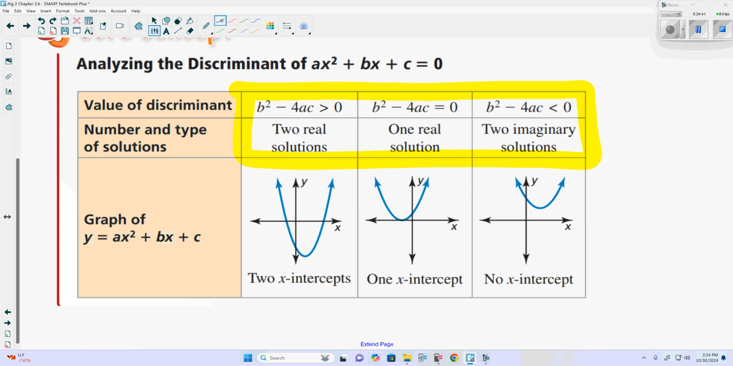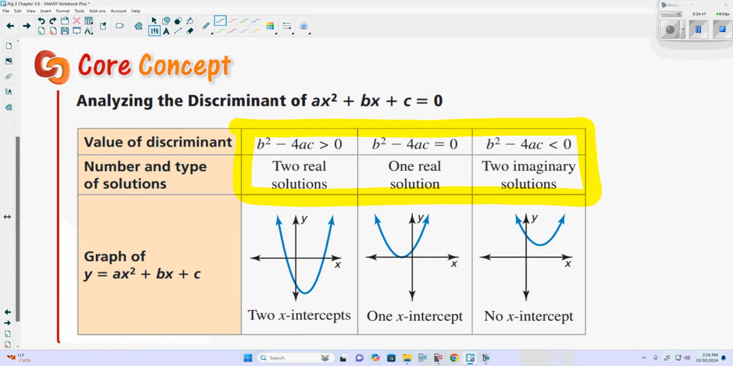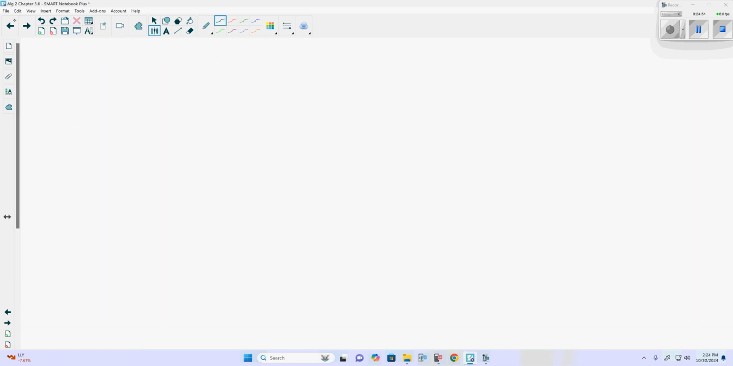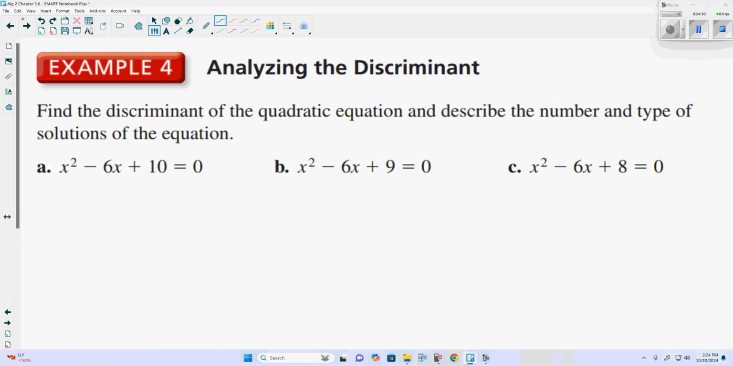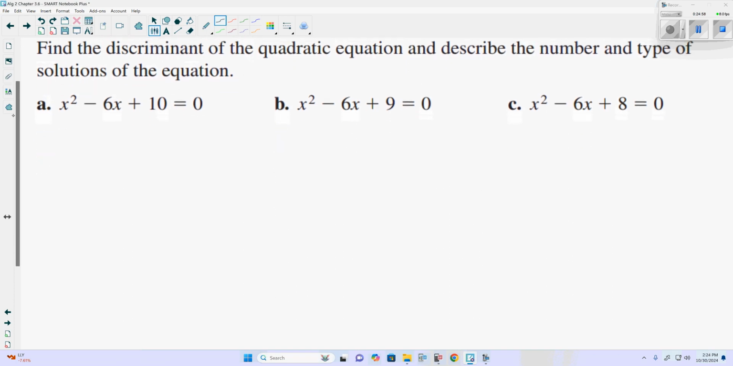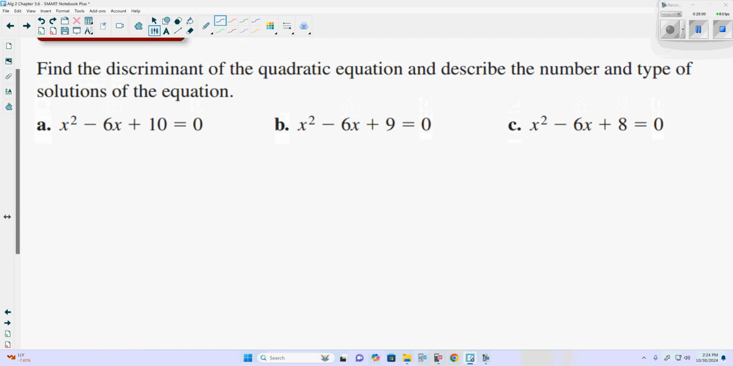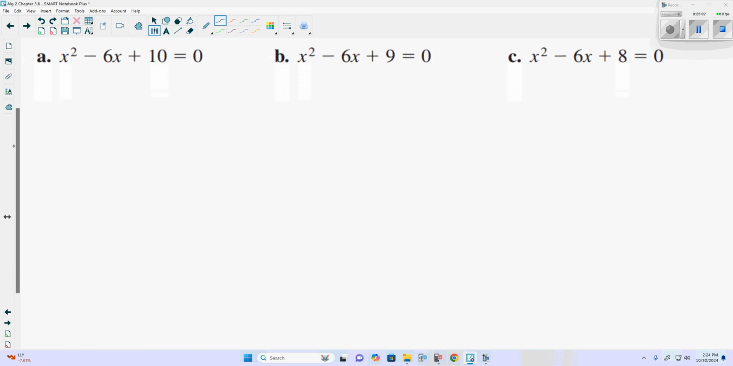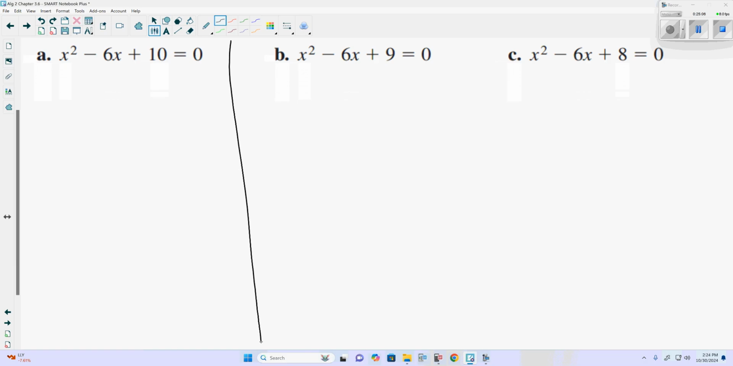Questions on this so far? Are you ready to see how this works? Find the discriminant of the quadratic equation. Describe the number and type of solutions of this equation.